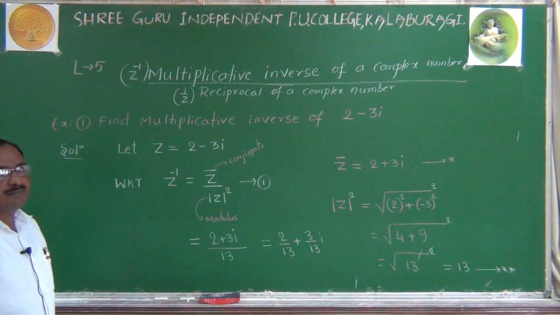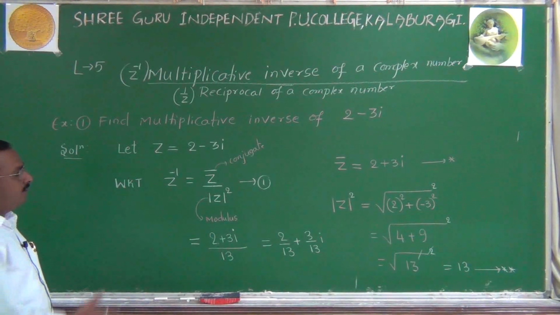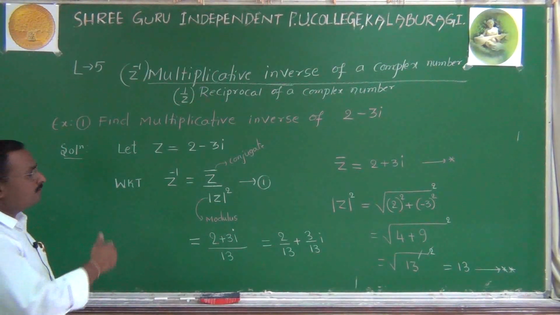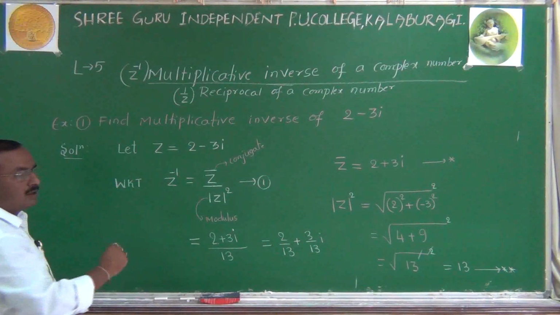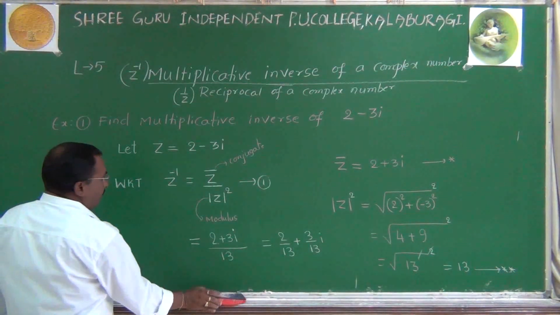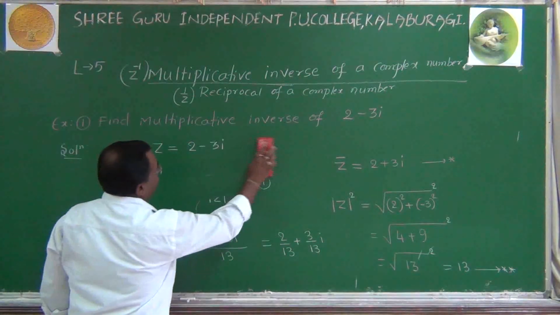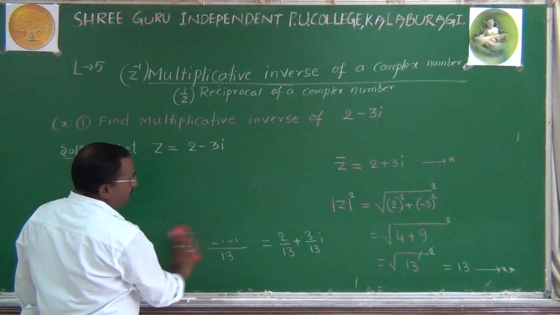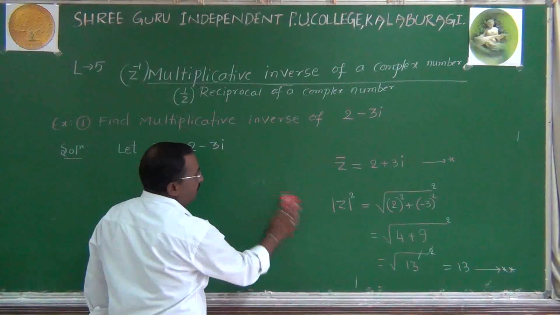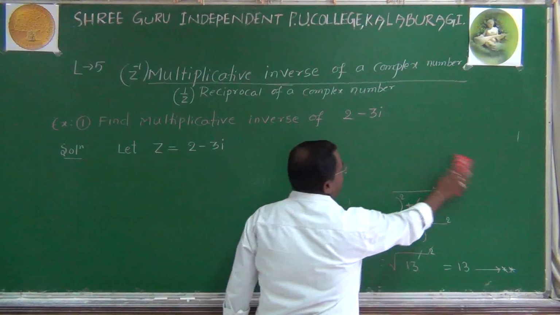This is one method. Another method is the reciprocal form. If you know one method, it is enough. Suppose you forget the formula, then use the reciprocal form. For only one example, I will explain both methods. In the remaining examples, I will explain the direct formula method.